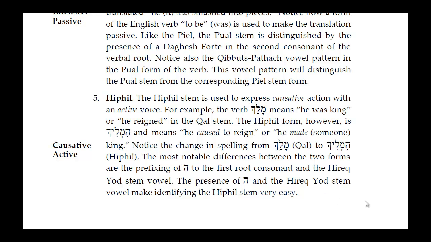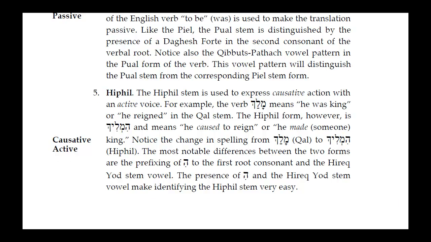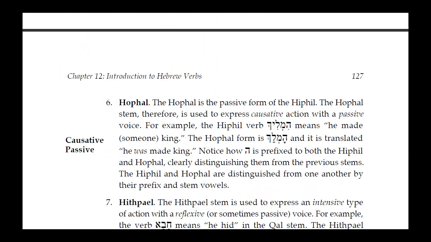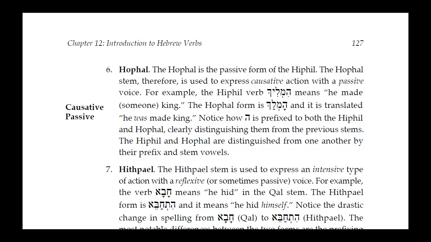And so that's basically what makes the difference. The main thing is you're looking for the root. You want to look for any augmentations or any prefixes and what their stem vowels are, and the vowel patterns. That's going to set apart everything from one stem to the other stem here.